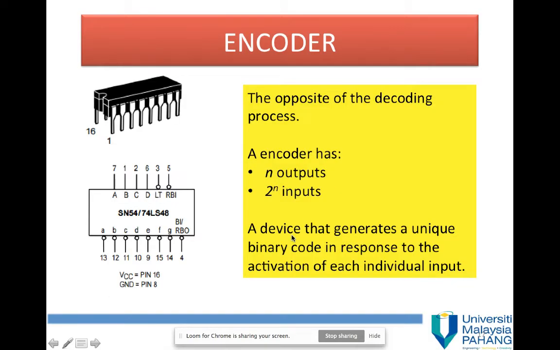Let's continue with combinational circuits on chapter 5.1. So we continue with the encoder. For the previous videos, we learned about the decoder, but for this video, we will learn about the encoder.